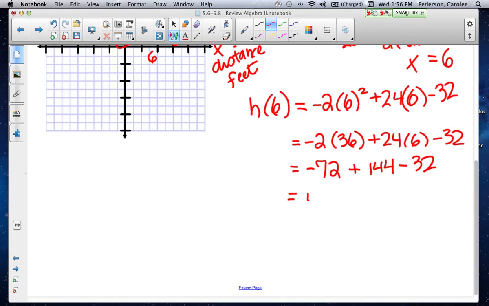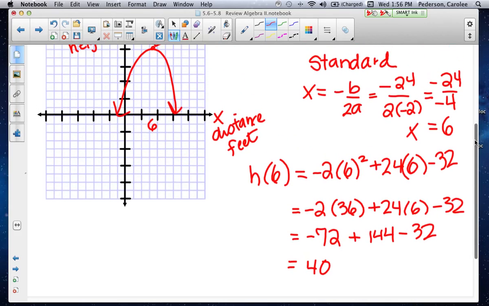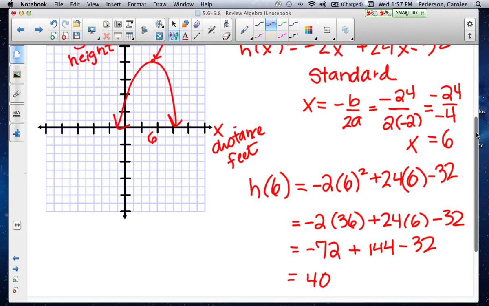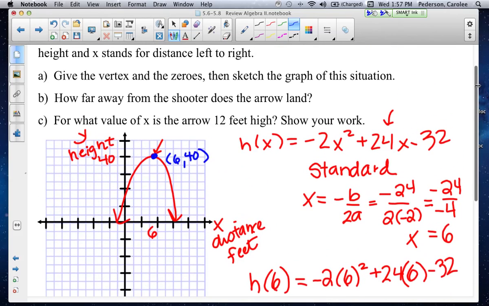Okay. So now I know the vertex point. So this would be 40 here. So whenever you're talking in a word problem, the maximum or minimum, what are we looking for? The vertex. Whenever you hear maximum or minimum point, you're looking for the vertex. And if it's in standard form, use opposite of b over 2a, get that x value, and then substitute in. So now I know the vertex.